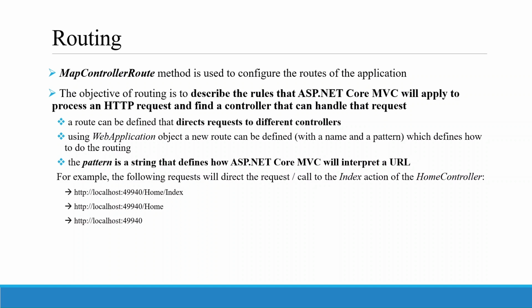And in the last case, to which action from which controller is the request directed? We have localhost. Exactly, it's again Index. We do not specify any controller and any action, so we use the default values. The default controller is Home and the default action is Index.